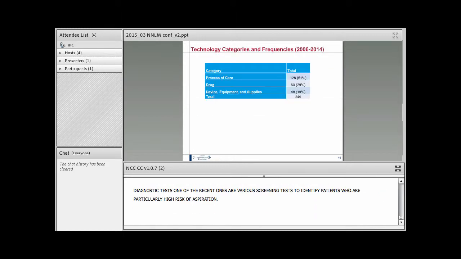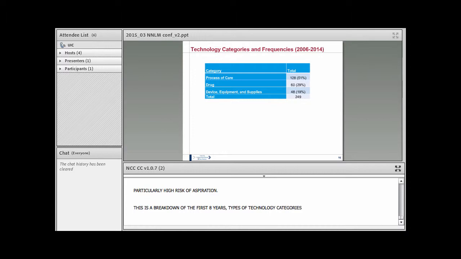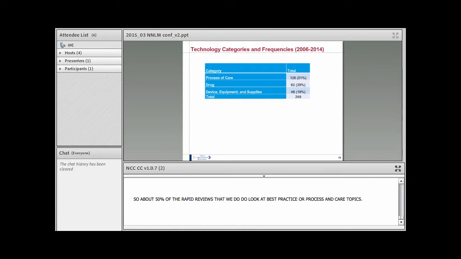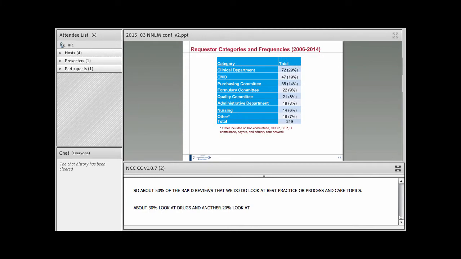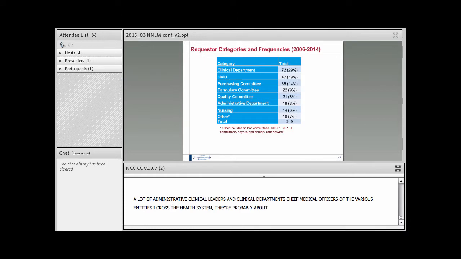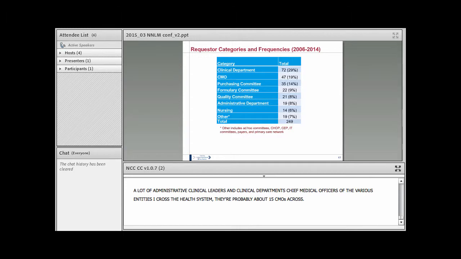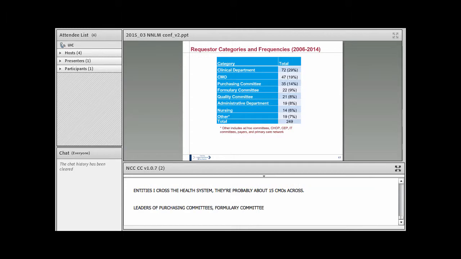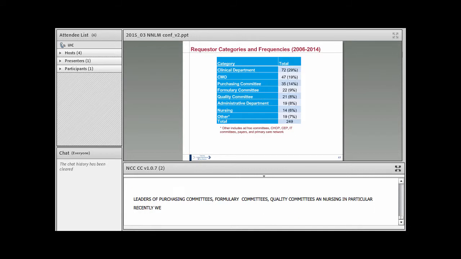This just gives a breakdown of our first 8 years, the types of technology categories that we've evaluated. About 50% of the rapid reviews that we do look at best practice or process of care topics. About 30% look at drugs, and another 20% look at devices or supplies. And these are the types of people who ask us to do these reviews. A lot of administrative and clinical leaders of clinical departments, chief medical officers of the various entities across our health system, and there are probably about 15 CMOs across our health system, leaders of purchasing committees, formulary committees, quality committees, and then nursing, particularly recently. We've developed some nice relationships with the different nursing infrastructures that are being redeveloped across the Penn system, so they've been a frequent requester of reports over the last year or two.